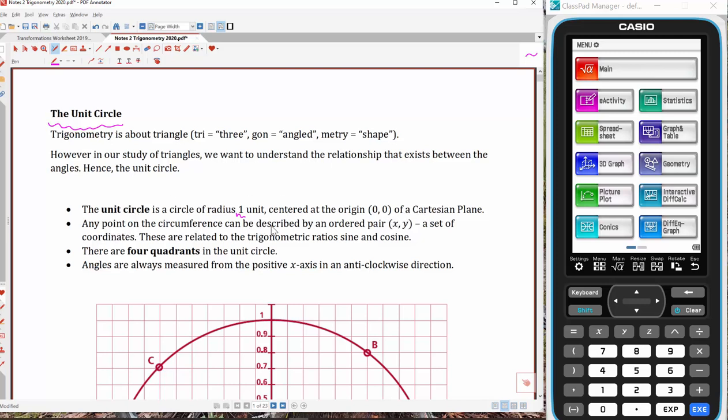Any point on the circumference can be described as an ordered pair, an x value and a y value, a set of coordinates. These are related to the trig ratios sine and cosine. We'll explain later. There's 4 quadrants in the unit circle, and we'll talk a little bit more about them. Angles are always measured from the positive x-axis in an anti-clockwise direction.